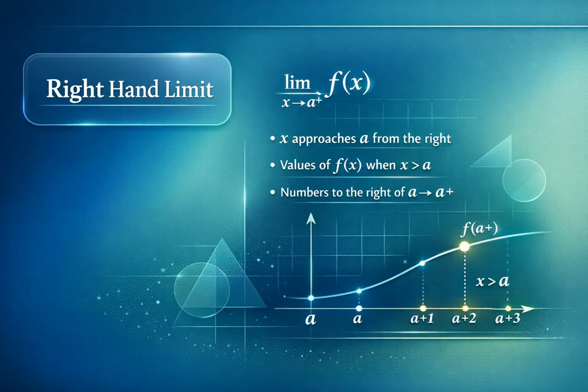The right-hand limit considers x approaching a from values greater than a. We write limit as x approaches a plus of f of x. This is dictated by the values of f of x when x is to the right of a. Think of approaching a from the positive side on the number line.